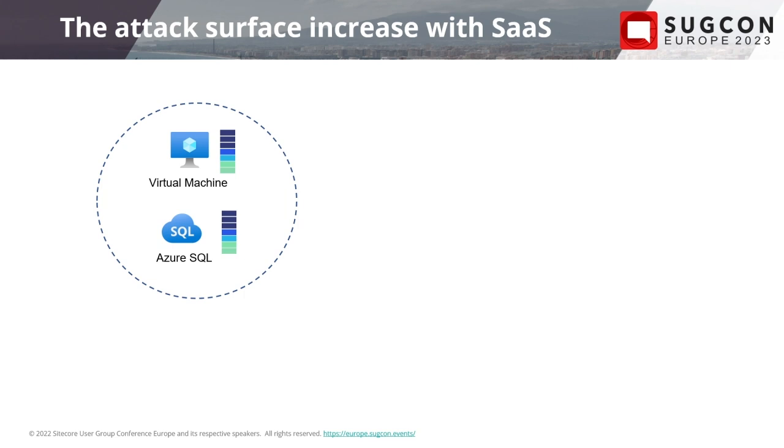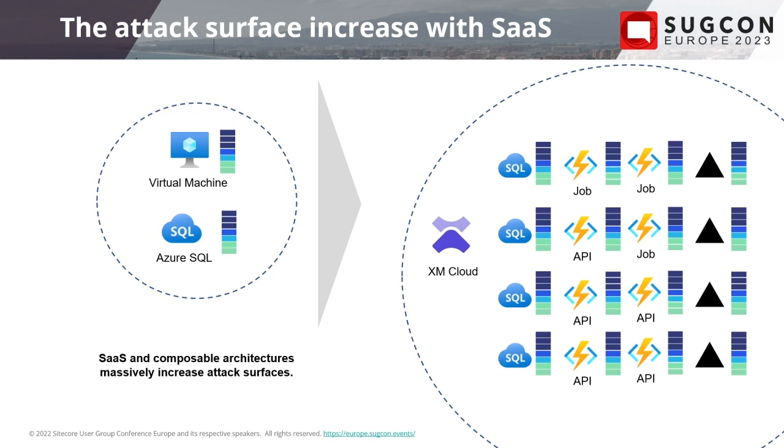That can't go to XM Cloud anymore. That has to go somewhere. And if we follow the separation of concerns principle, we separate that into separate endpoints, right? We start implementing the service-based architecture. What does that mean from the attack surface perspective?